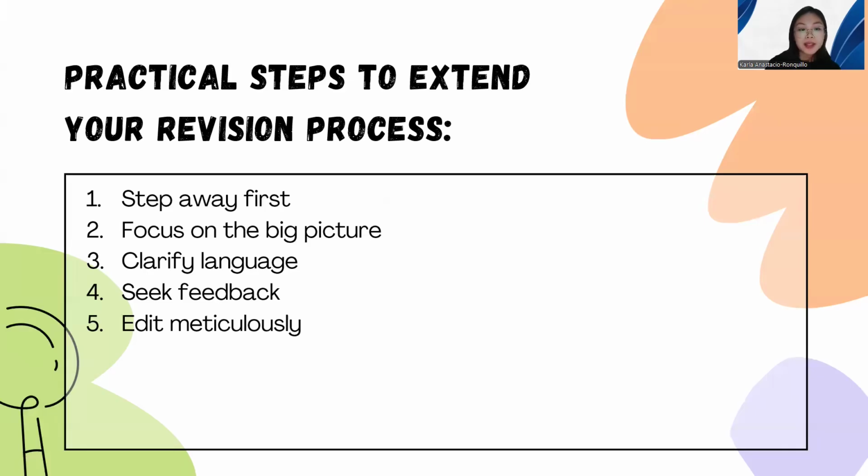The fourth practical step is to seek feedback. A second opinion can provide you insights that you may have missed. A trusted peer or mentor can help you highlight unclear areas or provide suggestions for improvement. And lastly, edit meticulously. After the larger revisions, focus on grammar, punctuation, and formatting to ensure a polished final piece.